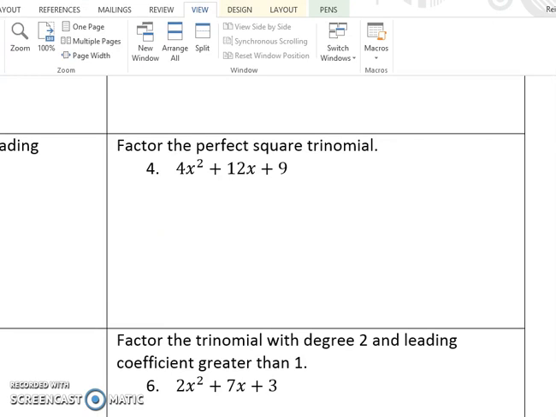Our next problem, we have to factor the perfect square trinomial. And one aspect of the perfect square trinomial is the first term is made up of something times itself, and the last term is something times itself. When we factor the perfect square trinomial, we get literally two of the same exact binomials.